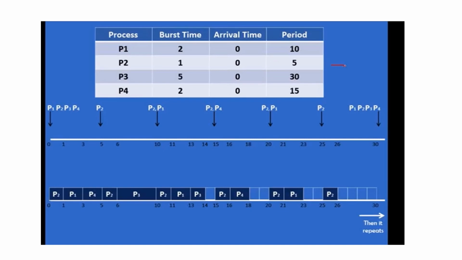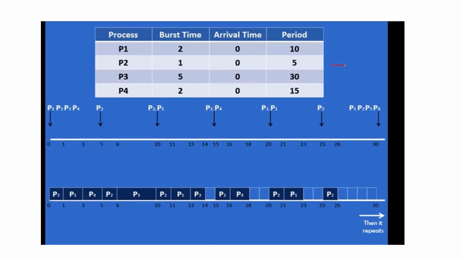Now, the first priority is P2, so we have to start with P2. The burst time is 1, right? Within the period of 5, P2 will burst 1 time. The next priority is P1. Within the period of 10, P1 should burst twice, so 1 and 2. And the next one is P4. Within the period of 15, it bursts twice. So, P4, you can see 3 and 4, 3 into 5. Okay, over.